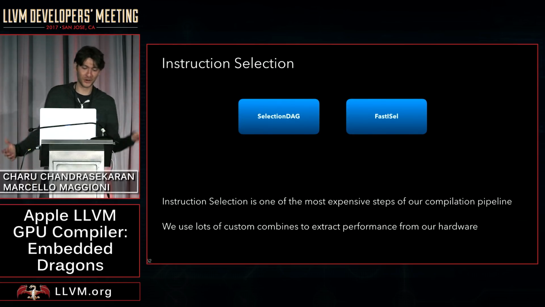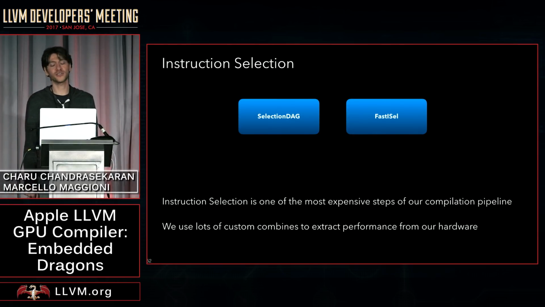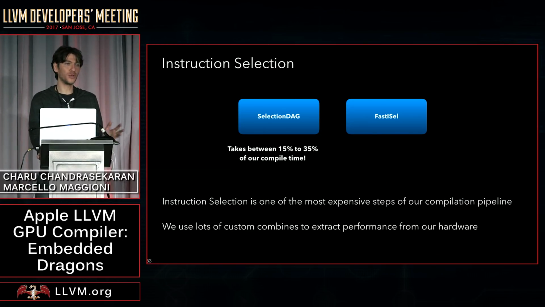And then we enter the actual backend, and we have instruction selection. Instruction selection is the single most expensive step in our pipeline, consuming 15 to 35% when we use SelectionDAG. SelectionDAG is our main ISel. We have a lot of custom combines to try to exploit performance, folding operators inside of the operands of the instructions, like negations, absolutes, extensions, and things like that. So essentially, it's very important that we run all these optimizations.